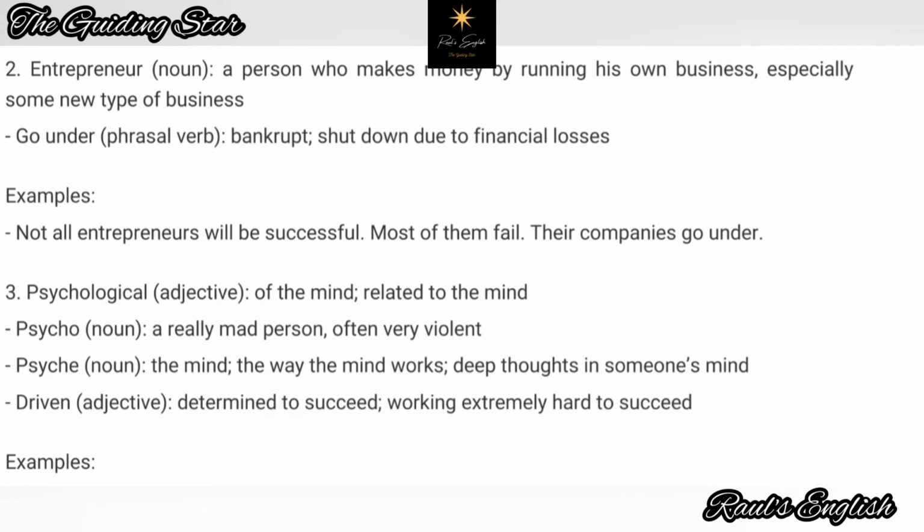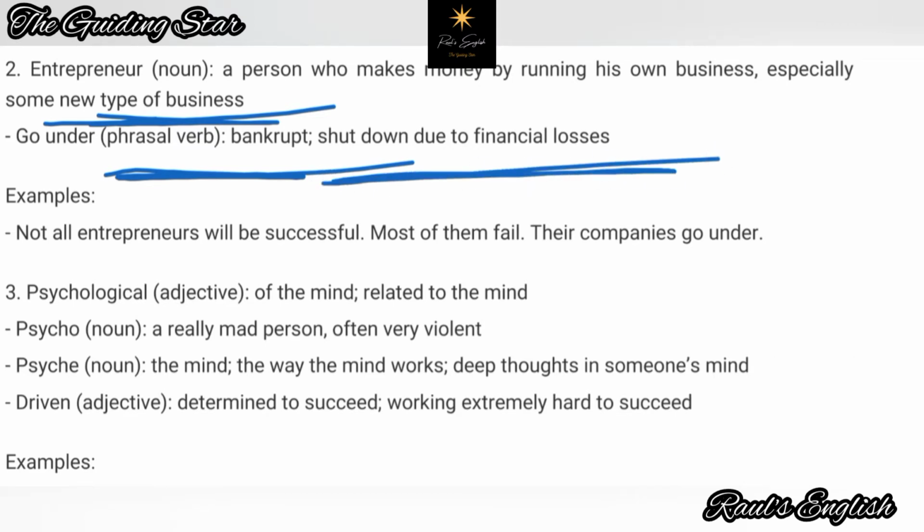It became popular, I think, 10-15 years ago. It started becoming extremely popular because many of the businesses were new, like the software IT businesses. There were all new types of businesses, so instead of saying businessman, they said entrepreneur. Alright, and go under, phrasal verb: bankrupt, shut down due to financial losses. That business has gone under. That's go under, a phrasal verb.